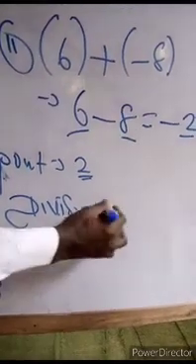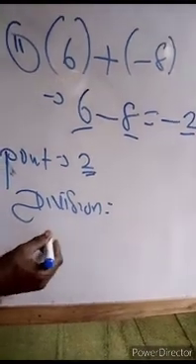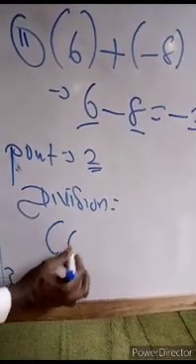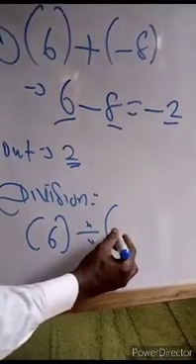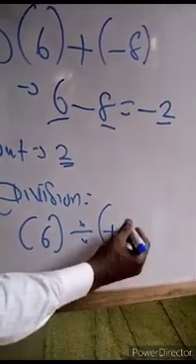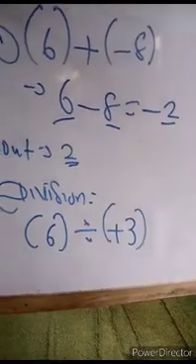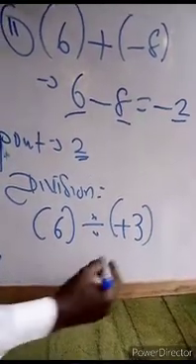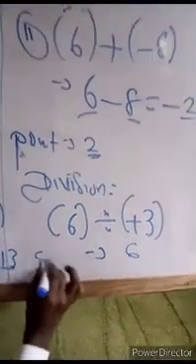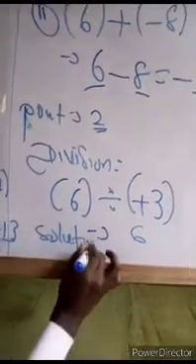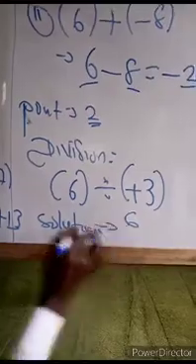Division part of it, we have 6 divided by plus 3. Fine and good. So what we need to do here is to ensure we bring the 6. We write our solution down here.